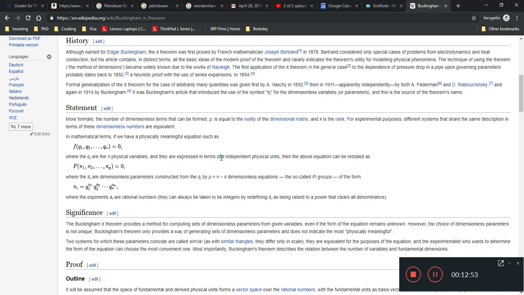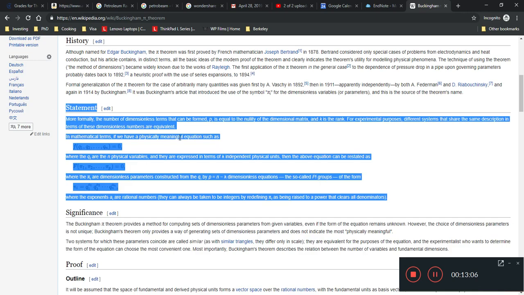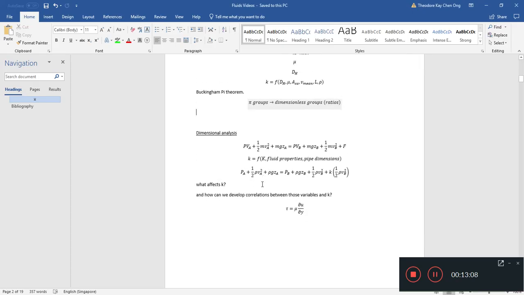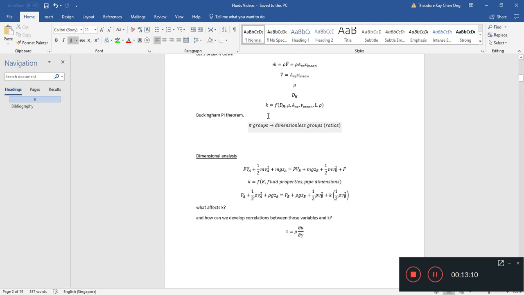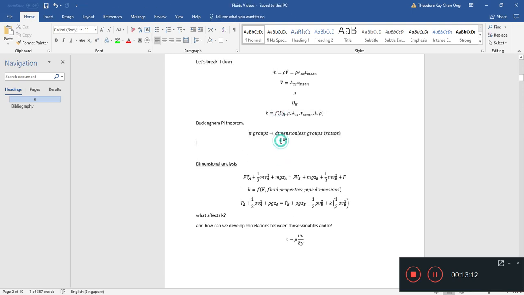So let's say we have K independent physical units. We are able to form a limited number of dimensionless groups. What do I mean? Okay, so the formal statement is here. You can go and look it up on Wikipedia, but we want to put it in some layman's language. Well, let's say we are trying to find how many pi groups we can form.